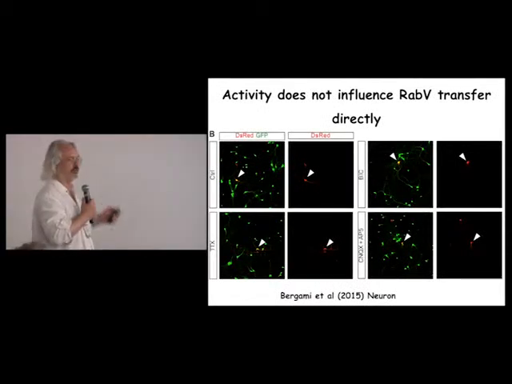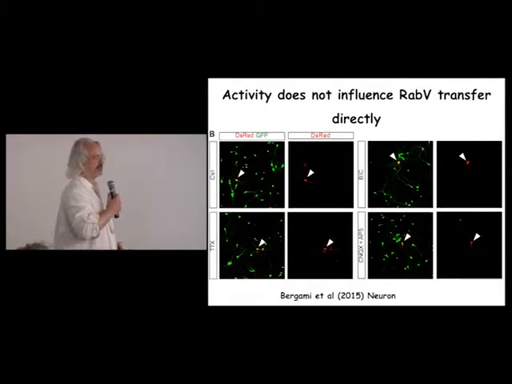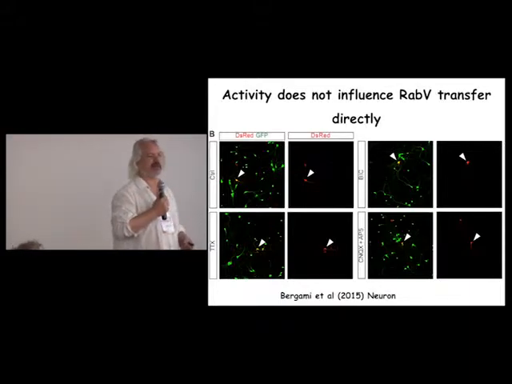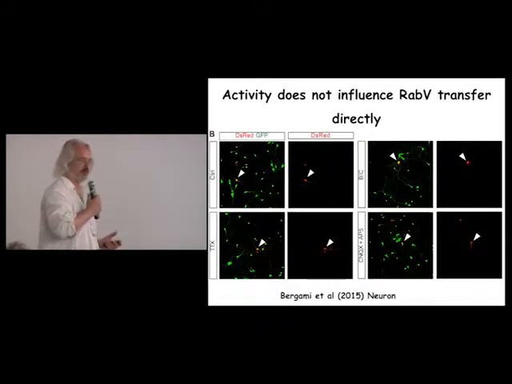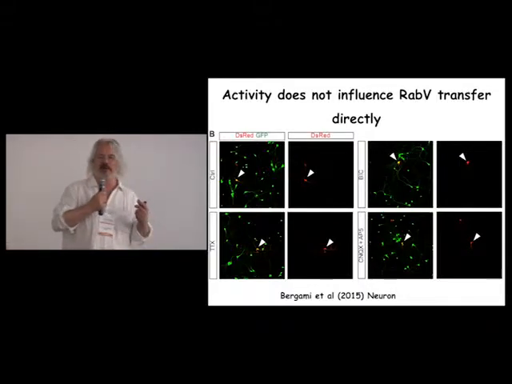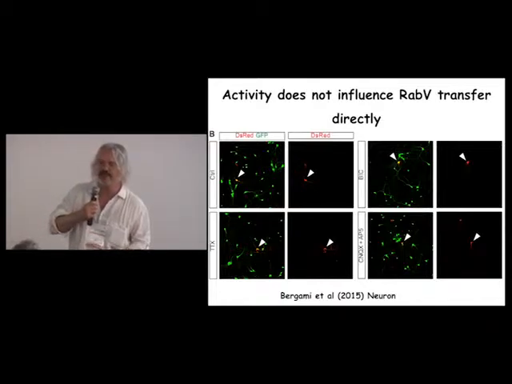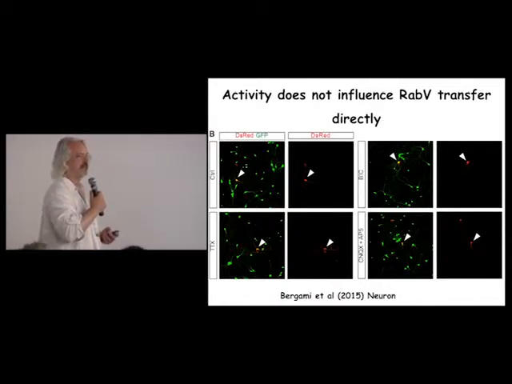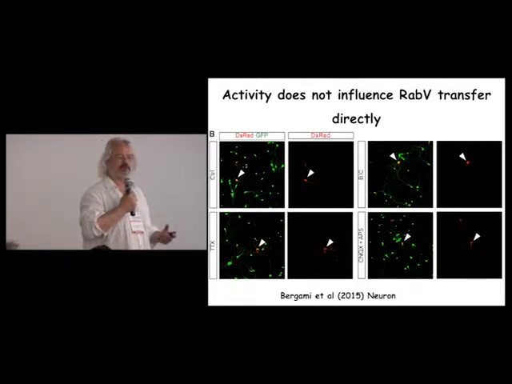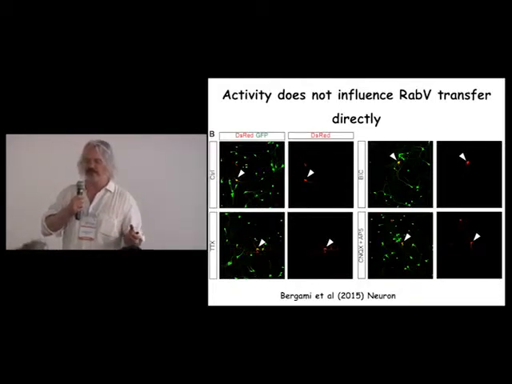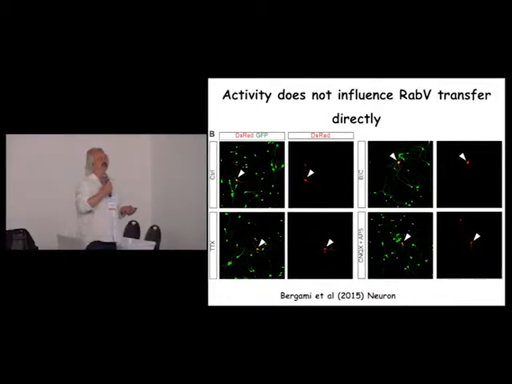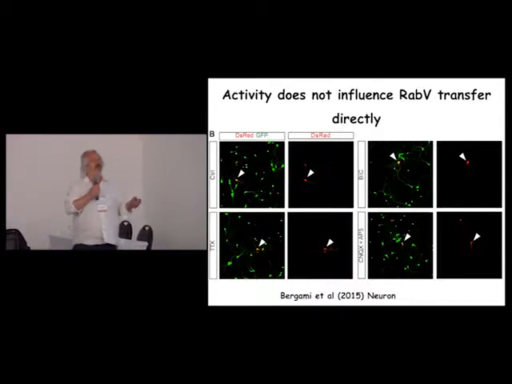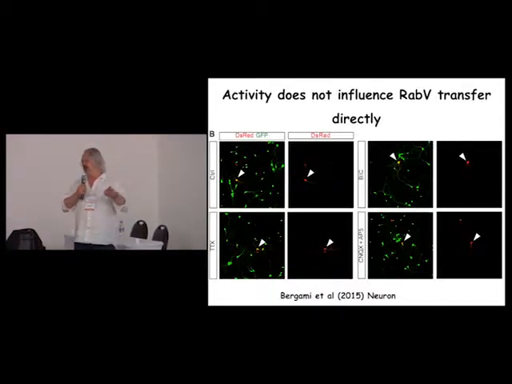To really use this method, viral tracing, for addressing questions regarding activity-dependent processes, we would like, of course, to know whether the virus processing, so the biosynthesis and the transfer to presynaptic partners, is itself activity-dependent. If that's the case, then this method wouldn't be very useful. So we first had to check whether the basic process of viral transfer is the same in conditions where activity is raised or suppressed.